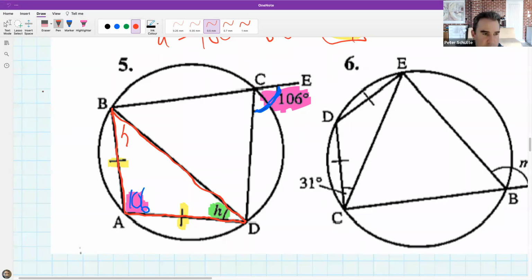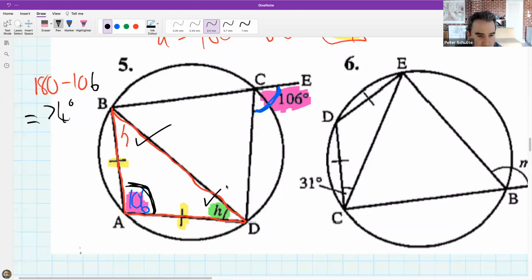I'll help you a little bit. Okay. So if you go 180 minus 106, what do we get? 74. Okay, so 74. So we've only got 74 degrees left to share, and we've only used up one angle. So we've got to share the 74 between this one and this one. So how do you think we're going to find H? We'll divide by 2 and we'll get 37 degrees. Yep, 37 degrees. And so H is going to be 37.